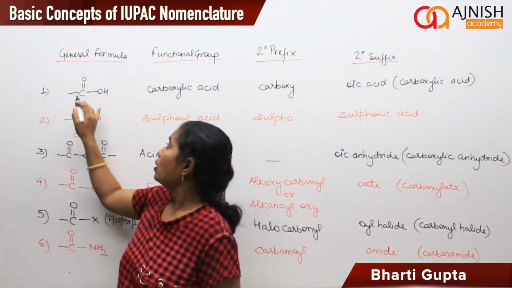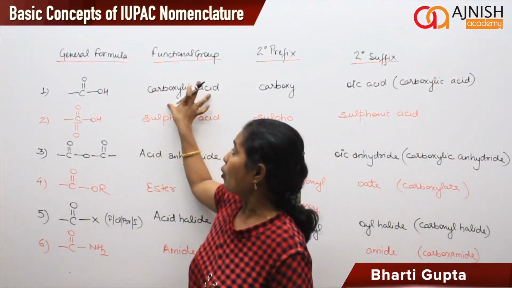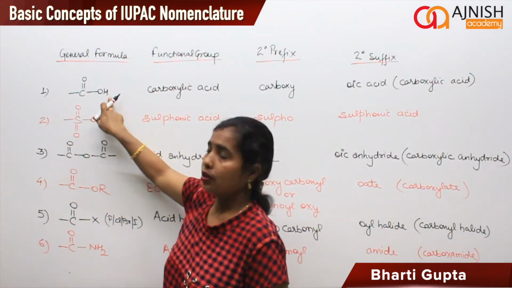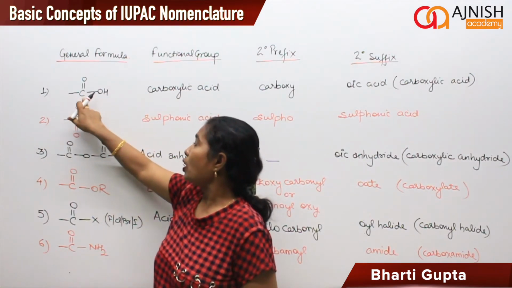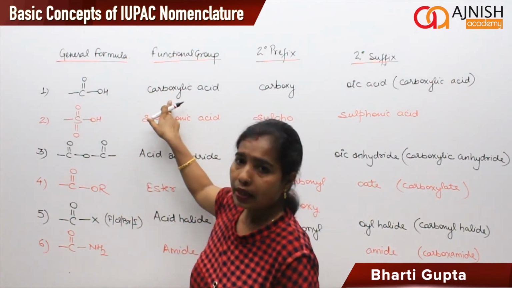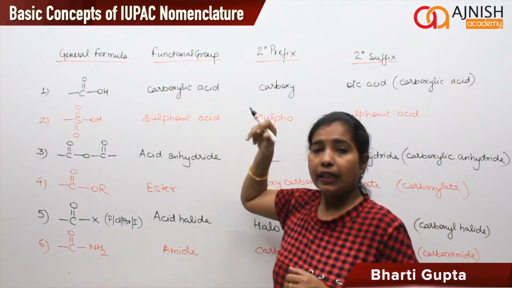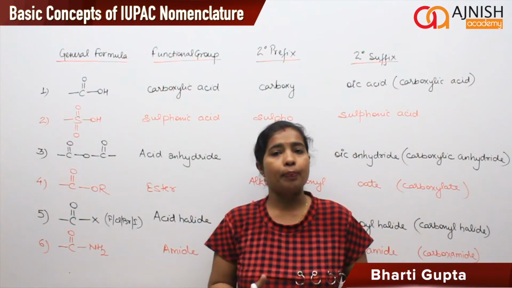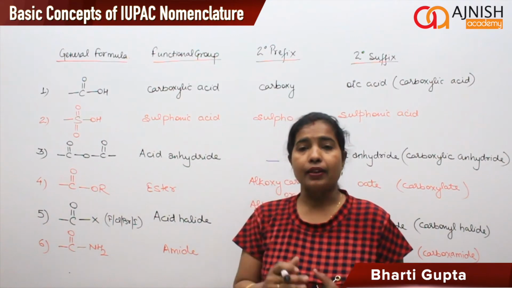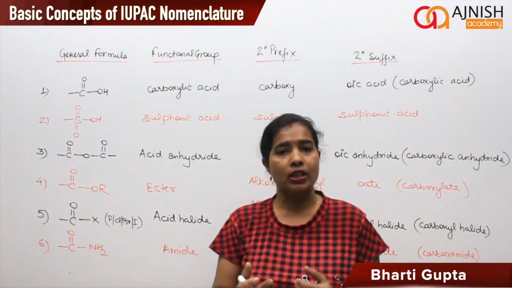For example, the first functional group is carboxylic acid. How will I identify carboxylic acid? It is COOH. To a carbon chain, if we have C double bond O, OH attached, then this is called carboxylic acid. Carboxylic acid, when present in a compound, can be present as a suffix or as a prefix, meaning it can be a main functional group or a substituent. We will see later the rules for how to decide this.